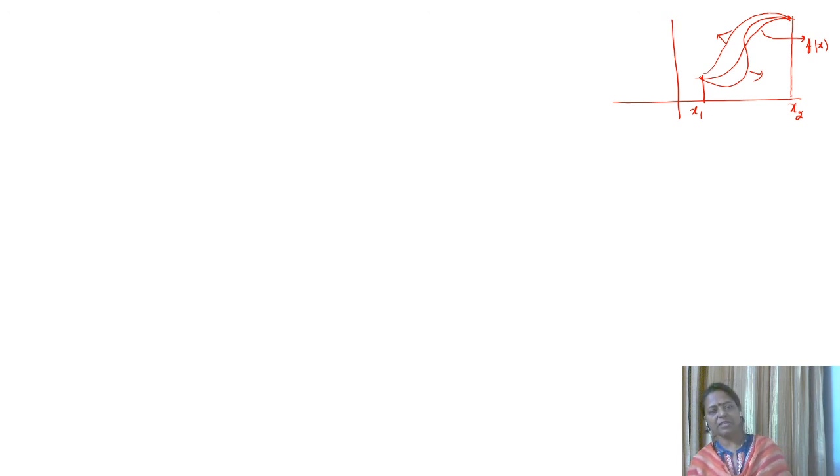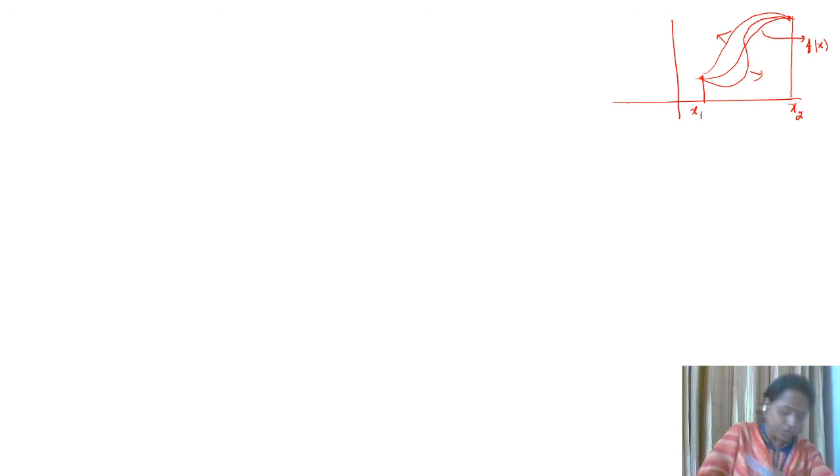Here you have x1, because right now we are talking with respect to x, and here is x2. If this is the actual path, then this is y equal to f(x), and these all are the neighboring paths. This is the neighboring path, this is the neighboring path, and naturally these paths will be described with the help of a certain parameter.